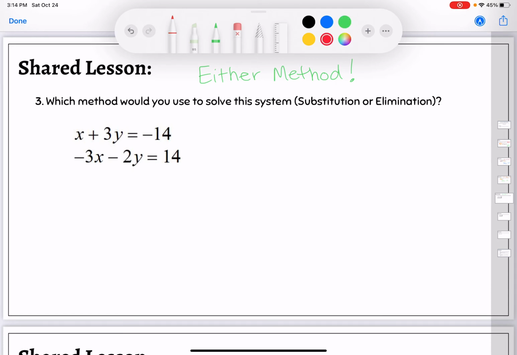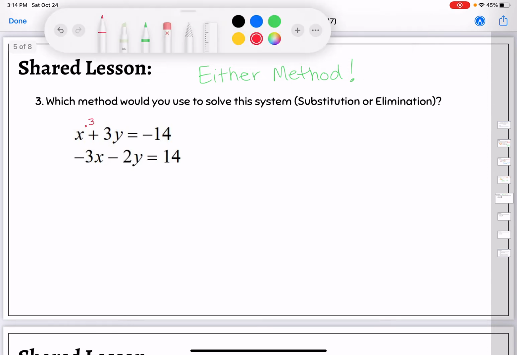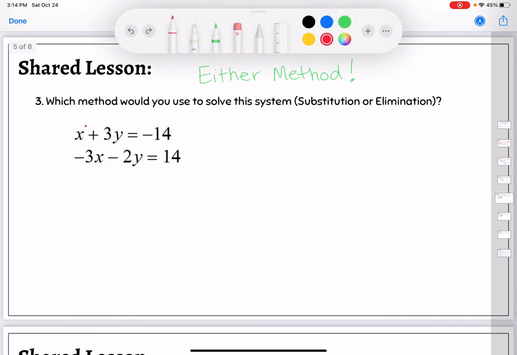I'm going to go with elimination because, well, I don't know. I think a lot of you like substitution. Let's do substitution on this one. So I'm going to subtract 3y from both sides on the top equation. And it will become x equals negative 3y minus 14.